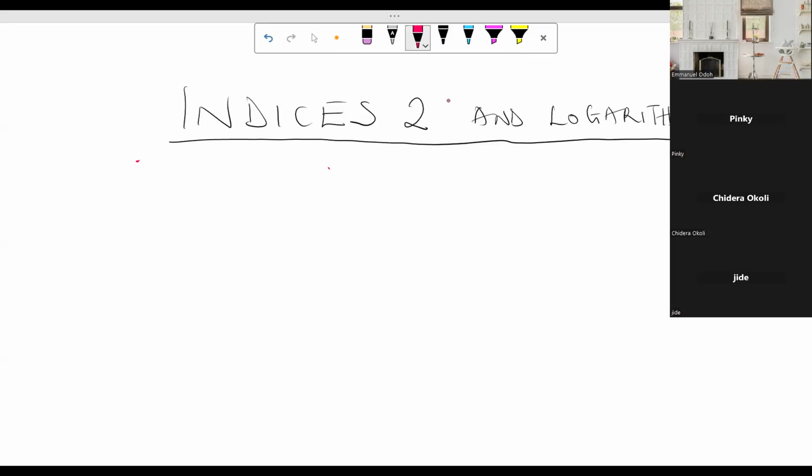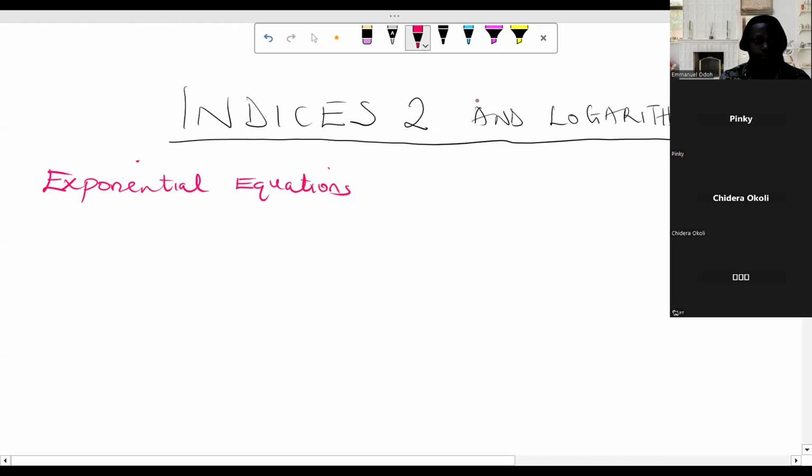Now, for the indices, we'll complete the indices within the next 30 minutes, and then we'll focus on logarithm. For the indices, we're going to just do exponential equations. So that's our focus: exponential equations.